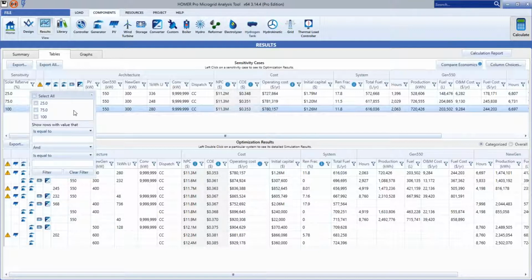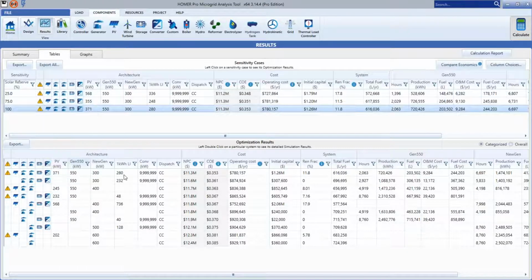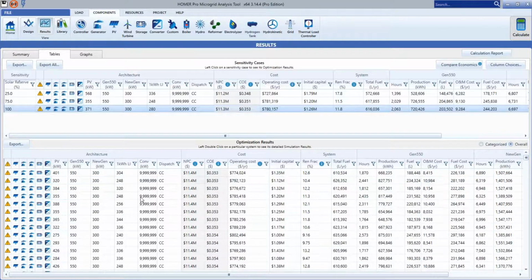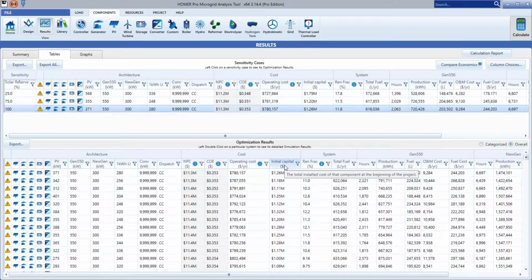Yeah. So it helps us look into the results, especially if there's a lot of options. Okay, and you can actually export these values to an Excel file if you want to sort it separately, especially if you're looking into the overall configurations, because you may look for a specific net present cost or initial capital.